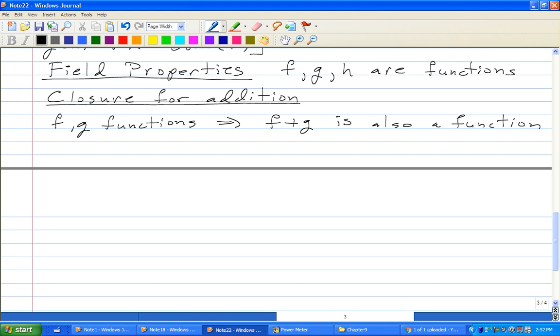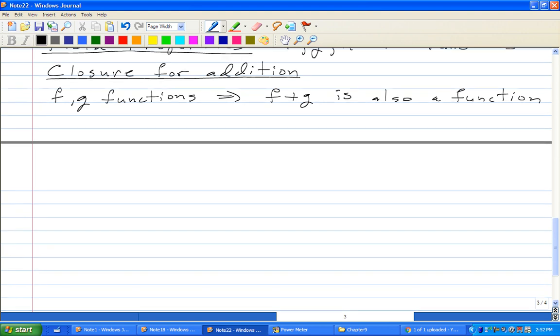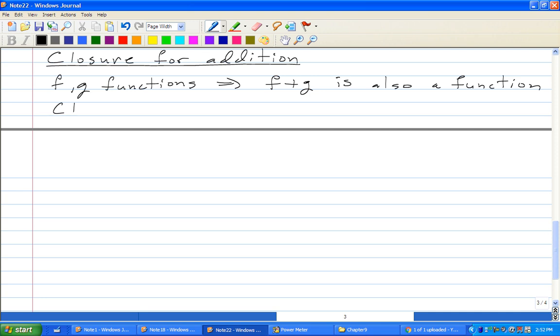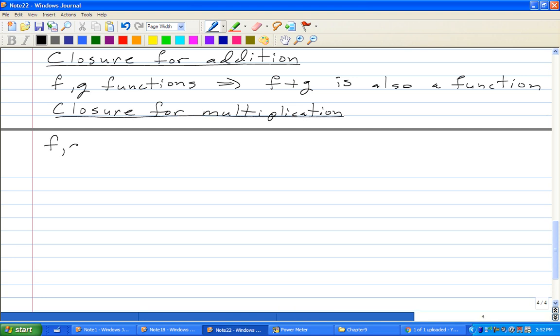The closure property for multiplication, well, it's the same corresponding fact for multiplication. If f and g are functions, then f times g is also a function.